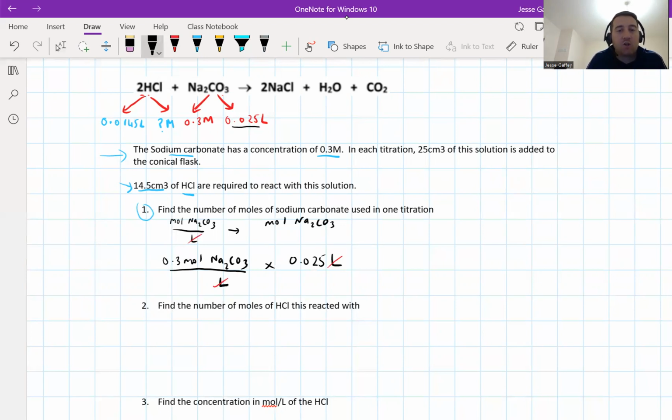Now thinking about what my number should be, I have 0.3 moles for 1 liter. I'm using a lot less than 1 liter, I'm using only 0.025 liters. So I should have a lot less than 0.3 moles. I should have quite a small number in my answer here, just thinking logically. So I need a number of moles of Na2CO3 as my answer. Pause the video and do the sum on the calculator if you haven't already got this done.